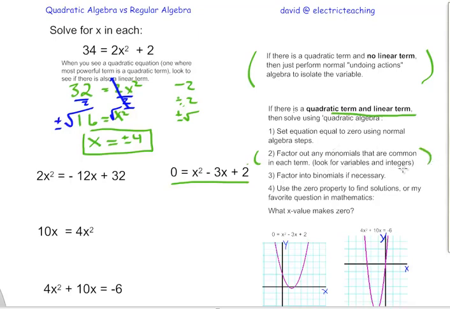That's variables and integers like 2x or 3y or maybe just a 5 or something like that. You're looking for monomials that are common in each term. x squared, x, and no x. So x is not common across all three, so I can't factor out a variable. And there's a 1 in front of this one. Remember, there's an understood 1 in front of there. A negative 3 and 2, and they don't have any common factor integers there. So then I'm going to factor into binomials. So this is my next stage.